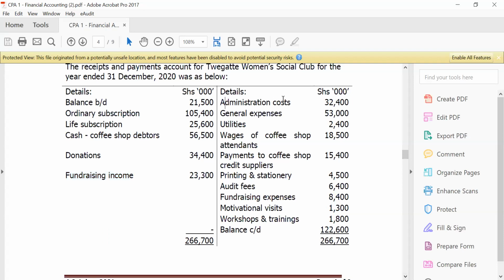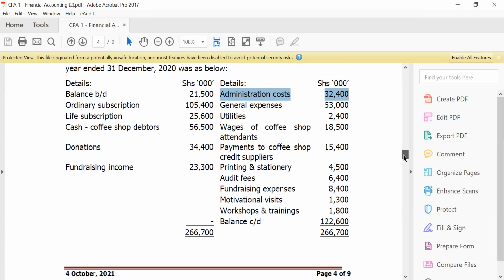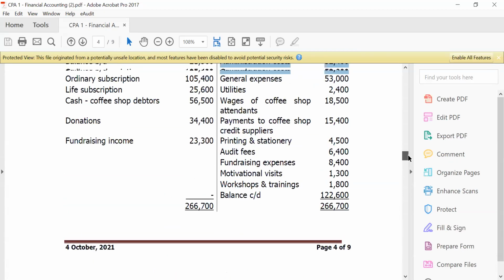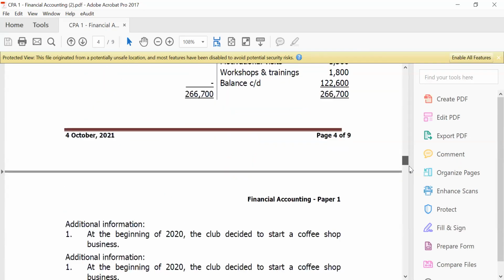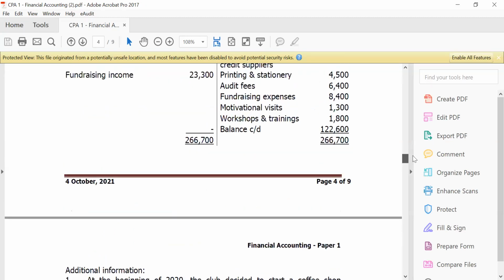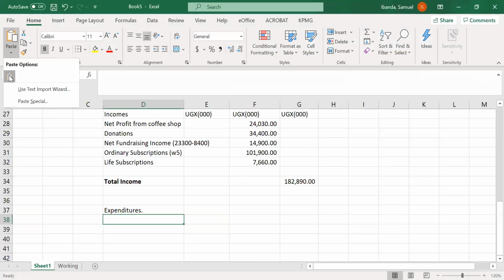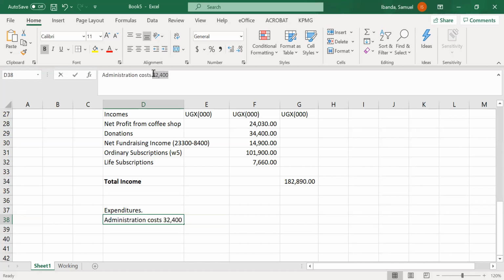So I have administration costs. You make sure that the administration costs are not part of the costs that are shared with the coffee shop. So administration costs are not shared, and they don't have any additional information on them. So if they don't have any additional information on them, I'll just pick them and take them under my expenses. So this is coffee shop. I record under my expenditures there.